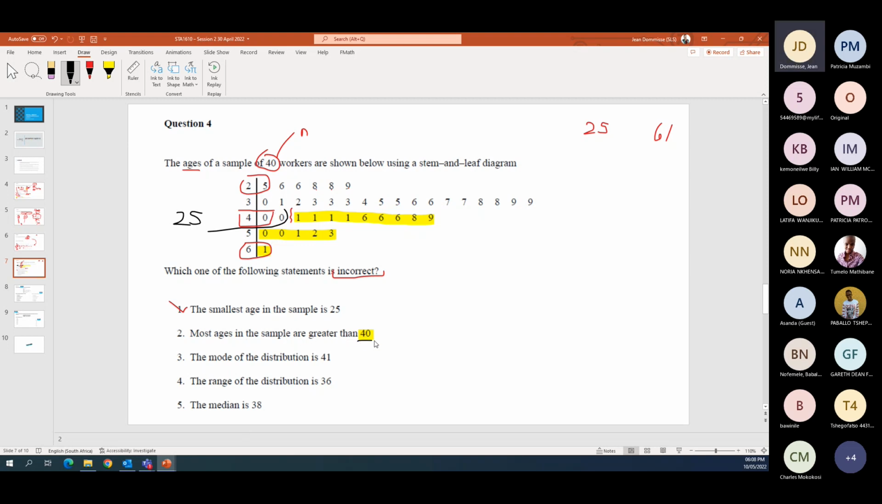We want to see greater than 40. So we know in total there are 40 workers. So if 40 and below is 25, we know that greater than 40, there are 15 ages. So not most of the ages are greater than 40. The least are greater than 40. So we know that option 2 is incorrect, because there are only 15 that are greater than 40. There are actually 25 that are 40 or less.